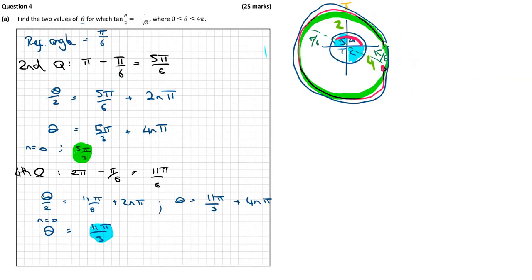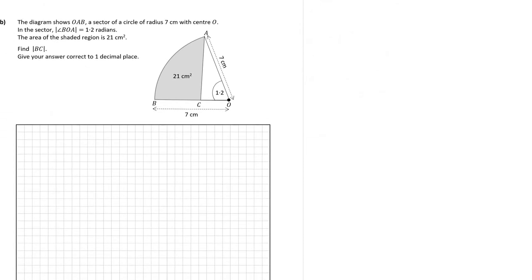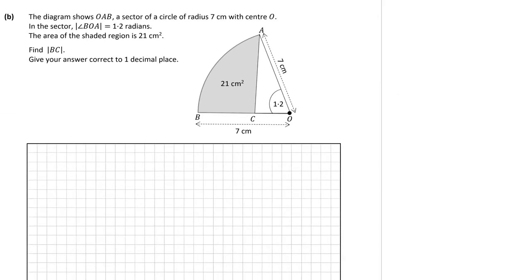So now we'll look at the next question. It's more of a problem solving question here. So here we're told we've got a sector of a circle with radius 7 with a center O. In the sector, BOA is 1.2 radians, so they give it to us in radians here instead of degrees. The area of the shaded region is 21 centimeters squared, and we're asked to find BC. Well, I know that OB, BO, is 7. So basically, if I can find that distance there, I'd be able to find BC.